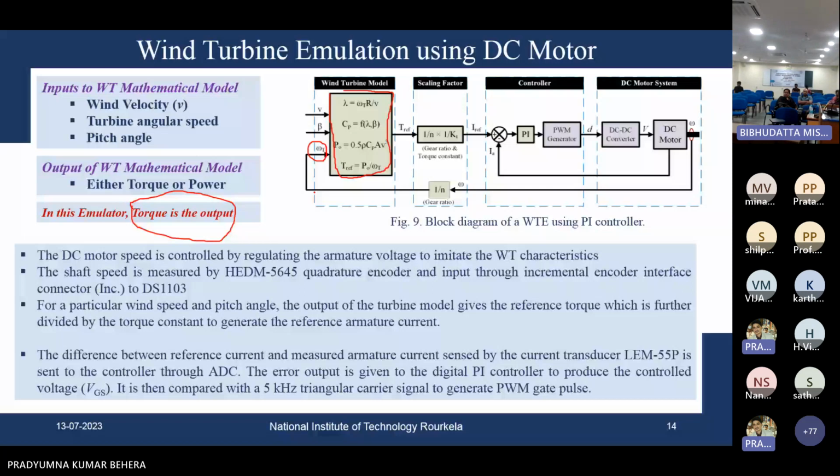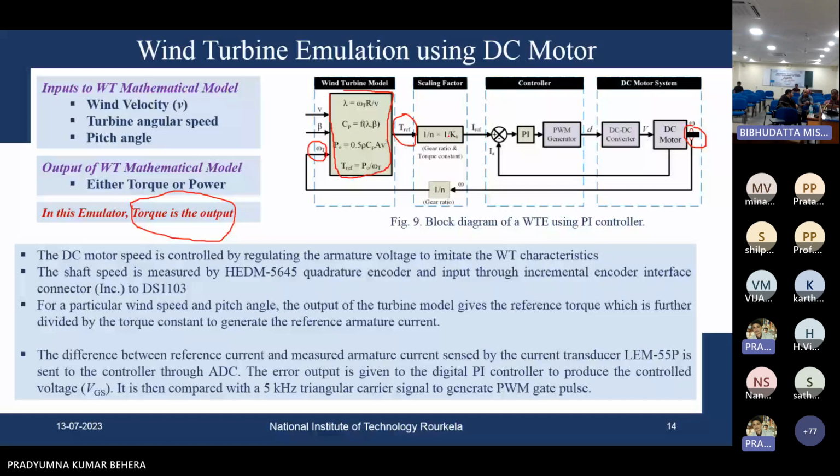The shaft speed of the DC motor is measured using a quadrature encoder, that is a HEDM 5645 quadrature encoder, and the input through the incremental encoder interface is given to the dSPACE DS1103. For a particular wind speed and pitch angle, the output of the wind turbine model gives the reference torque. So the output of the wind turbine model is basically the reference torque, which is further divided by the torque constant and the gear ratio to generate the reference armature current.